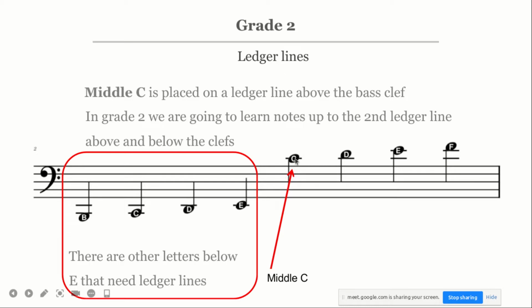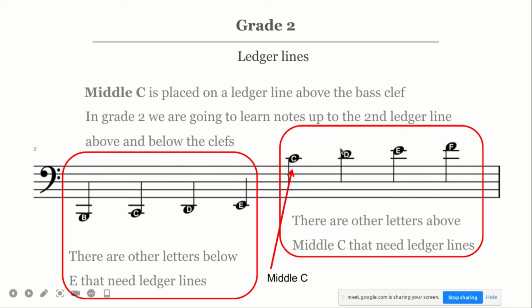So middle C above the bass clef is the first ledger line, followed by the D on top of that ledger line, followed by E on the second ledger line, and then F above the second ledger line. So these are the notes above middle C that need ledger lines to write them. Remember, you don't need two ledger lines to write a D. You only need a ledger line when you're writing a note on it or above it. You don't write a ledger line if there is nothing above it or on it.